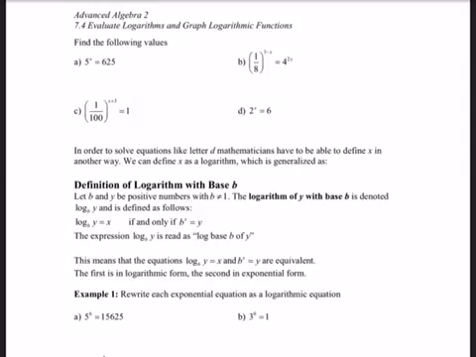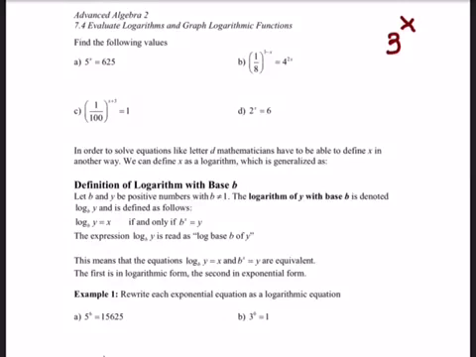So we're going to continue on in our look at exponential functions. We've been looking at things like 3 to the x power, and graphing them, evaluating them, and so on. But what if I wanted to solve for the exponent, meaning like if I had 5 to the x power equals 625, how would I evaluate that?